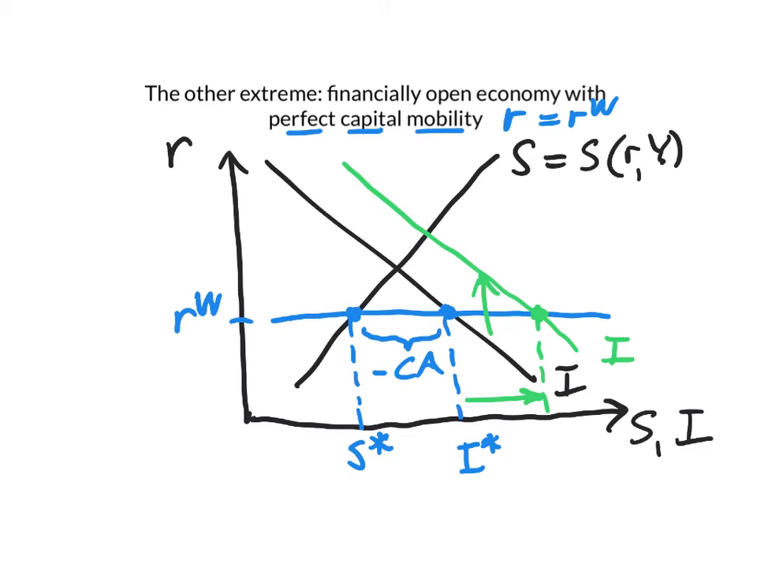So here is a world in which the causal arrows between saving and investment literally don't exist. There is no arrow from saving to investment, and there's no arrow from investment to saving. The two things are essentially determined separately by their own determinants.